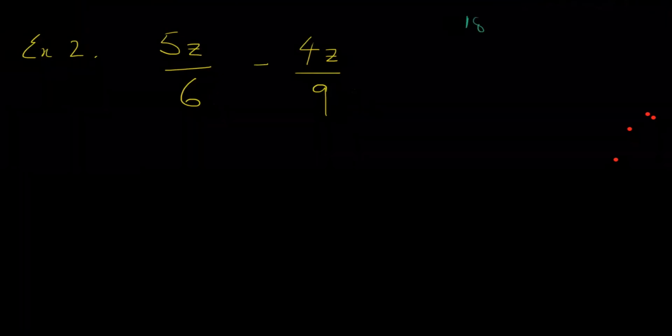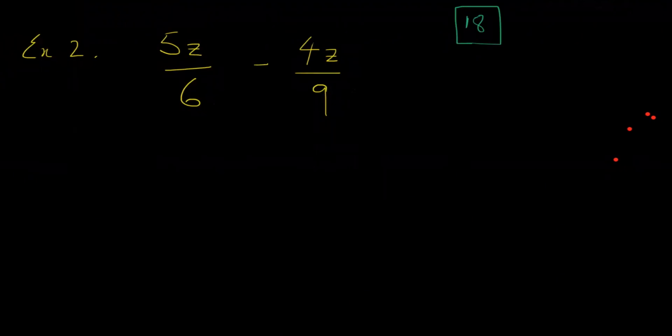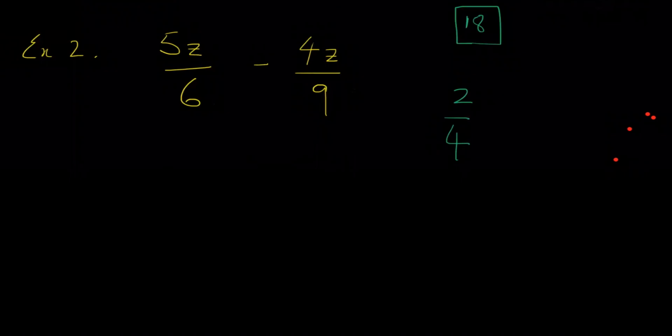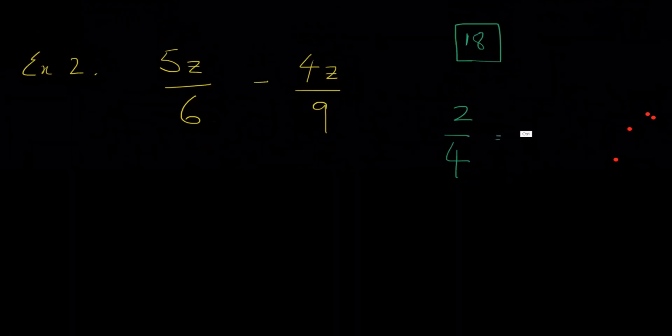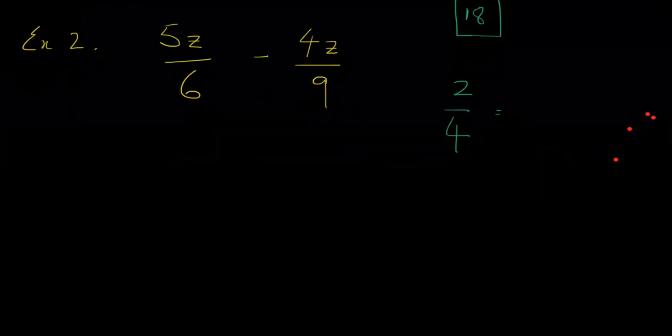And generally, when we ask you to simplify a fraction, what are we asking you to do? We're asking you to use the lowest denominator, correct? So when we say express 2/4, it's going to be 1/2, isn't it? Okay, so 6 times 3 is 18, and 9 times 2 is 18. So it has to be the same number.